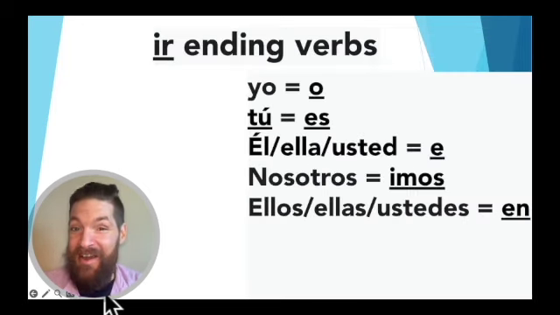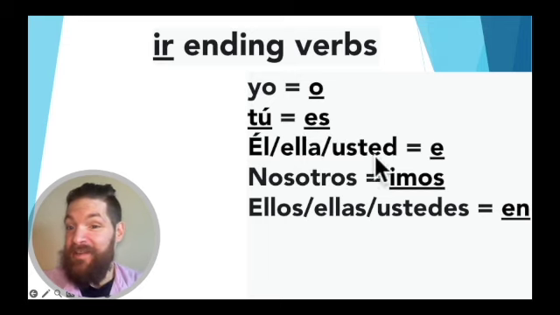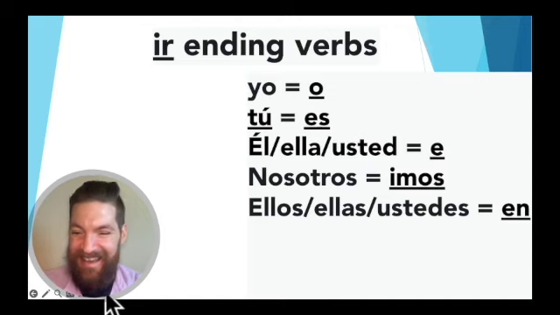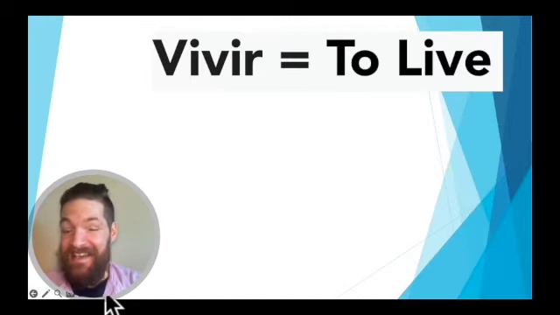So for IR ending verbs, yo becomes an O, the tú ending becomes an ES. So you replace the IR and you add an ES. For él, ella, usted, you replace the IR with an E. And nosotros becomes imos, ellos, ellas, ustedes become en. Yeah? Okay, awesome. So vivir, to live.